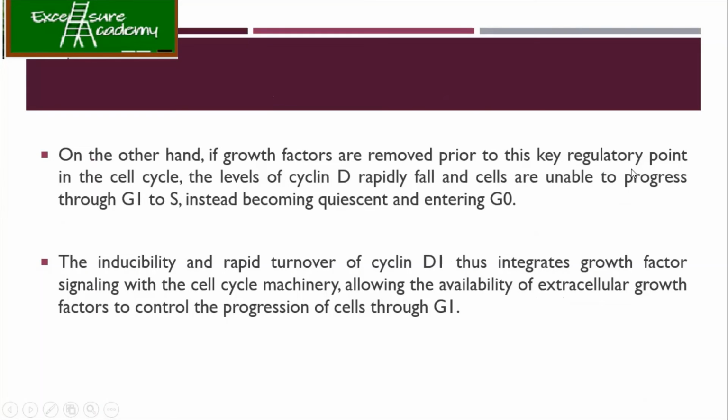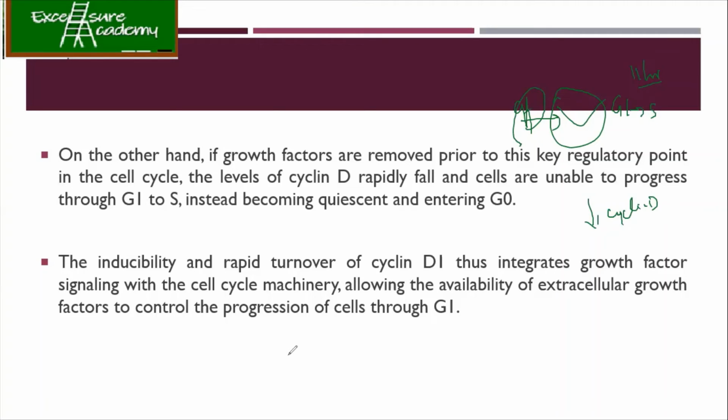Okay. On the other hand, if the growth factors are removed prior to this key regulatory point in the cell cycle, then cyclin D will rapidly fall and the cell will be unable to progress from G1 to S phase. That means the cell will go back to the G0 stage. It's very simple to understand. Your cell is there, you have given the growth factors, so it prepares the cell to enter from G1 to S. But as we know, G1 to S is around 11 hours. So as the cell is progressing and you remove the growth factors, what will happen then? The concentration of cyclin D will fall off and the cell gets arrested at G1 only.